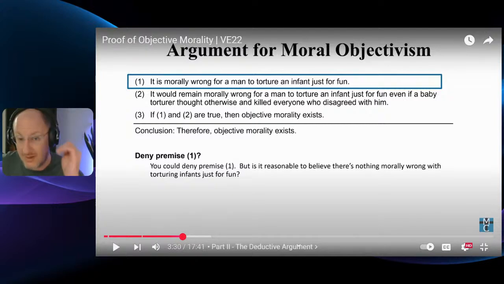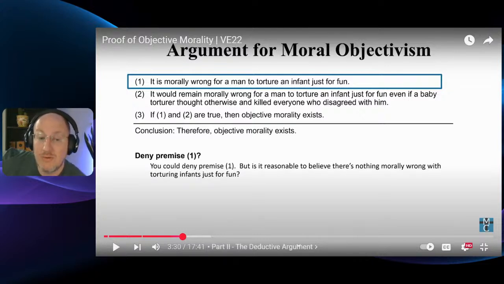So again, let's walk through the premise again. I disapprove of a man torturing an infant just for fun. Yep, I agree with that. I would remain disapproving of a man torturing an infant just for fun, even if a baby torturer thought otherwise and killed everyone who disagreed with them. Now, the question here is, who is everyone? Is everyone in the hypothetical excluding me? If the answer is yes, then I still exist and can therefore disapprove of it. So in other words, would I continue to disapprove of torture of babies in a hypothetical universe in which everybody else was dead, other than the baby torturer and some babies, I guess? Yeah, I'd still disapprove of it.